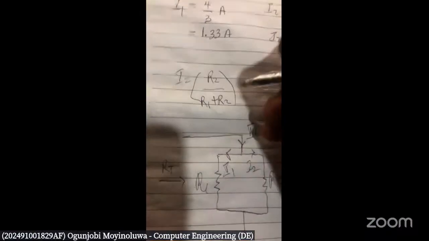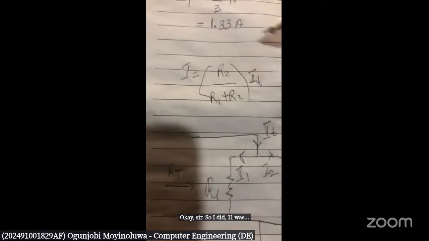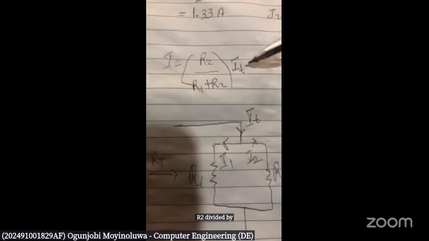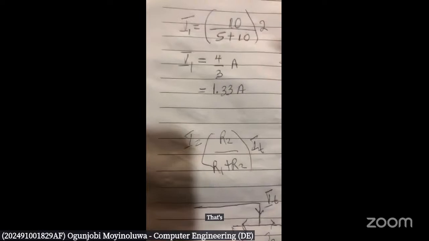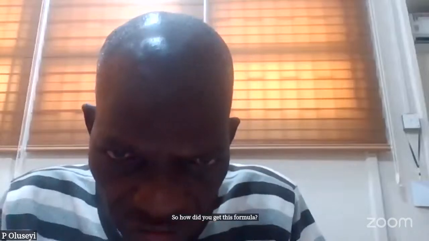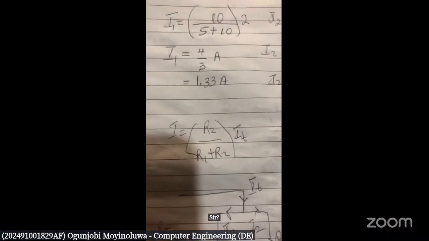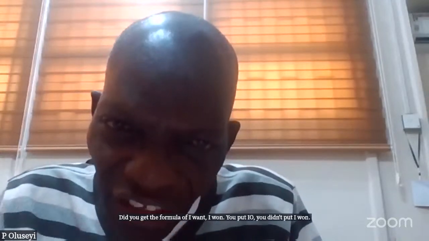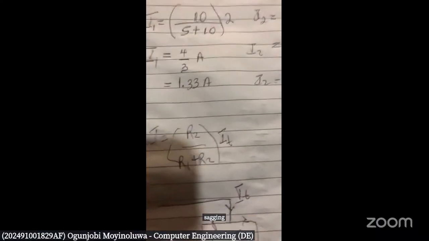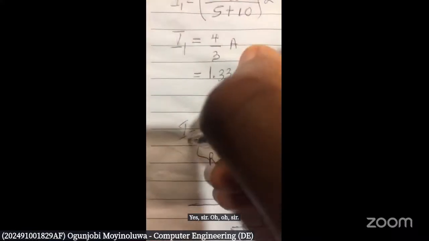Okay, sir. So I1 was R2 divided by R1 plus R2 times I2. So the R2 was 10 ohms, R1 is 5, and then I2. How did you get this formula? How did you get the formula of I1? You didn't put I1, you put I. You said I is equal to R2 over R1 plus R2. You didn't put 1 there. So I didn't put 1 in your formula? Yes, sir. Oh, sorry, there should be I1 here.